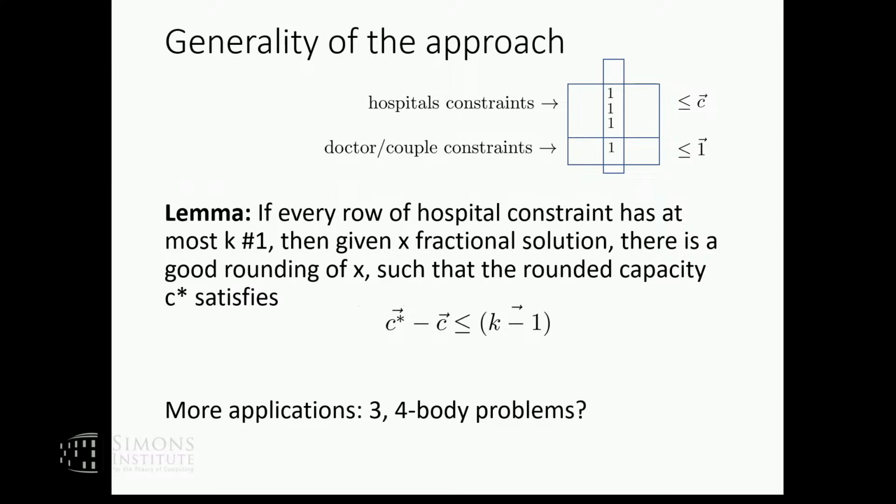So, the generality of this approach is that I don't really have to require that the hospital constraint have at most 2. It can have 3, 4, 5. If I have at most K such number ones, then I can find a new C star where the violation is about K minus 1.